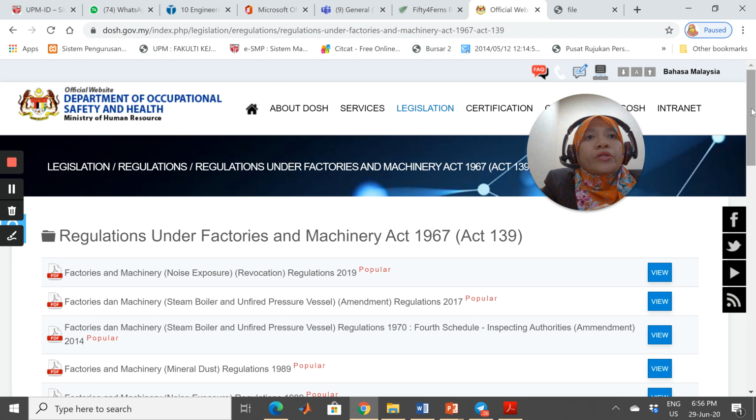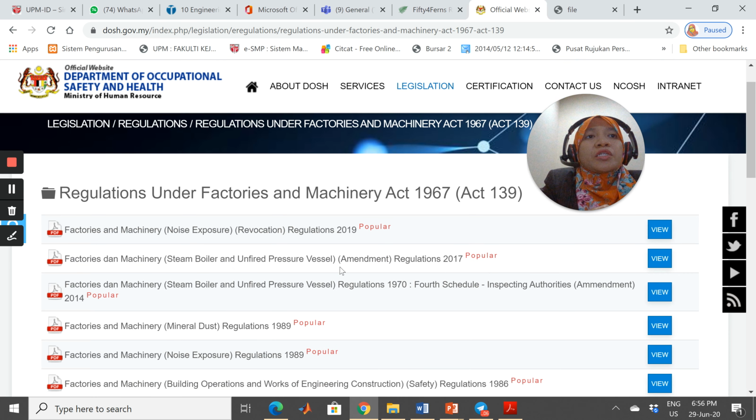Then under the regulations, there are specific regulations for steam boilers and unfired pressure vessels. That is where you may refer.